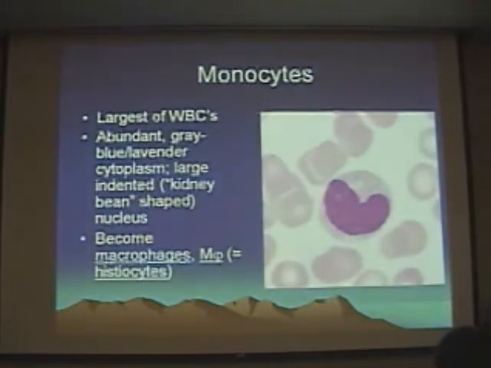They are phagocytic in nature, and so as their phagocytic machinery becomes turned on, their cytoplasm tends to become more vacuolated, and the cells will actually become larger as that happens. When monocytes leave the circulation, they undergo a name change. So when they enter tissue, they are now referred to as macrophages or histiocytes.